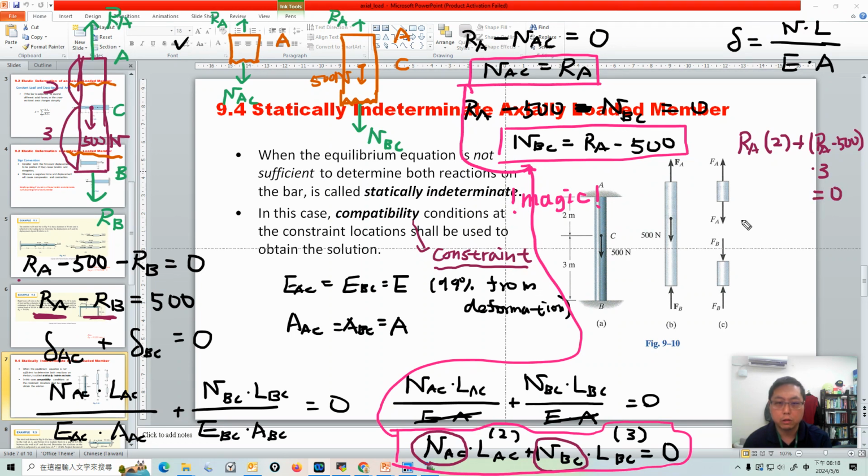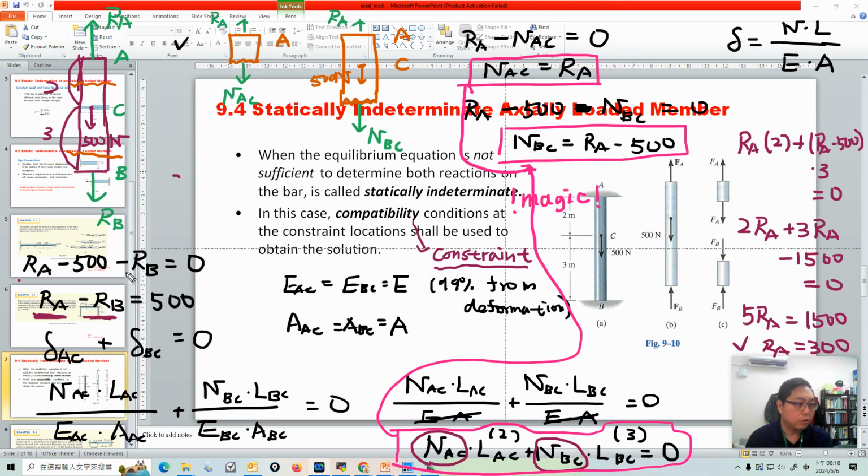So what does this tell you? It just tells you 2RA plus 3RA minus 1500 equals 0, right? So 5RA equals 1500, so RA equals 300. See, we solved RA. Magic. So RA is 300. So 300 minus RB is equal to 500. So what's our RB? RB is minus 200.